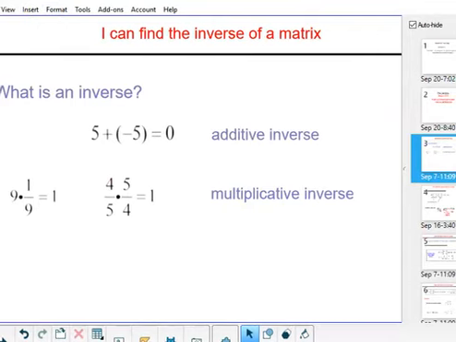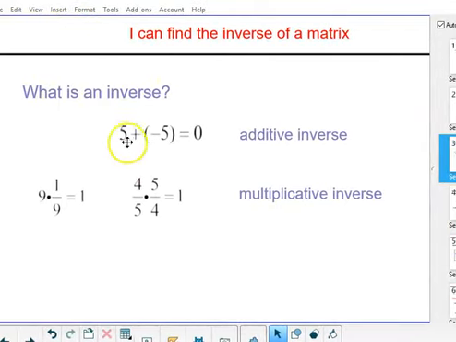If you think about what an inverse is, in the case of an additive inverse, it's what you add to a number to give you 0. The opposite of 5 is -5. So the inverse of 5 is -5, because when we add them together, we get 0. For multiplicative inverse, it's what do we multiply a number by to give us 1. So 9 times 1/9 is 1. 4/5 times 5/4 equals 1. So it's just the reciprocal. What we're doing when we're finding the inverse of matrices is we're really finding the multiplicative inverse.